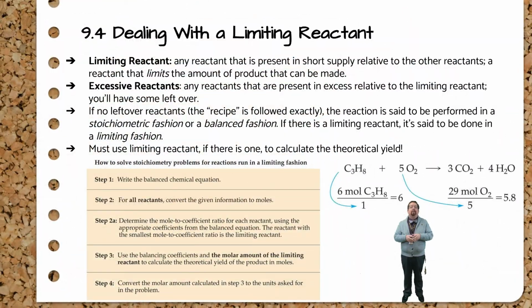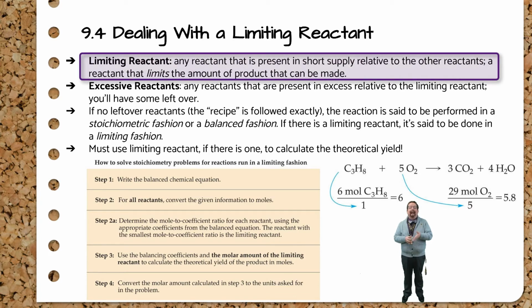So far, we've been assuming that we have the exact correct amount of reactants. But what if we have more or less? Just like when we had only a limited amount of sugar but plenty of other ingredients, the sugar limited the amount of cheesecakes we could make. That's what we call a limiting reactant. It's a reactant that's in short supply relative to the other reactants in the equation, and it limits the amount of product that we can make.